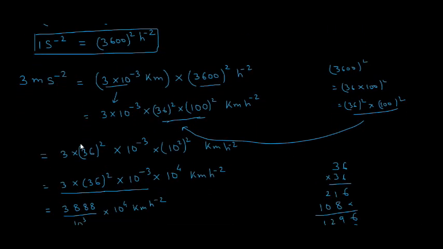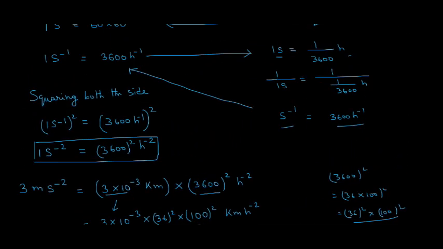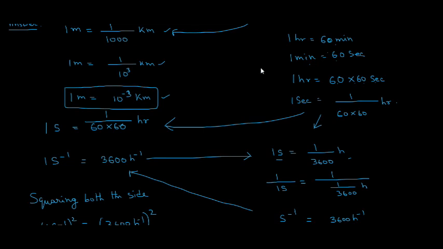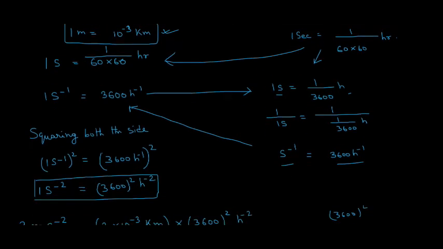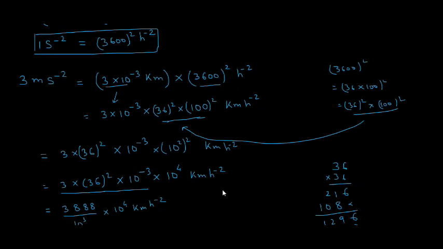So 3 meter per second square is equal to 3 into 10 to the power minus 3 kilometer. So 3 meter is equal to how much? 3 into 10 to the power minus 3 kilometer. Why? Because 1 meter, we have written in this step, 1 meter is equal to 10 to the power minus 3 kilometer. So 3 meter is equal to 3 into 10 to the power minus 3 kilometer. Simple.